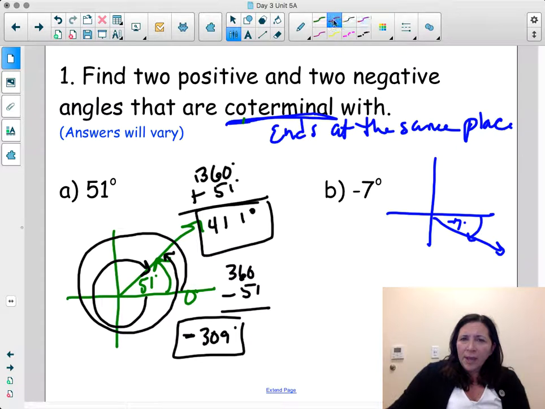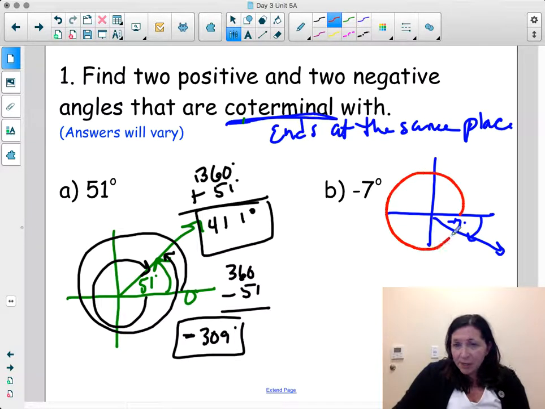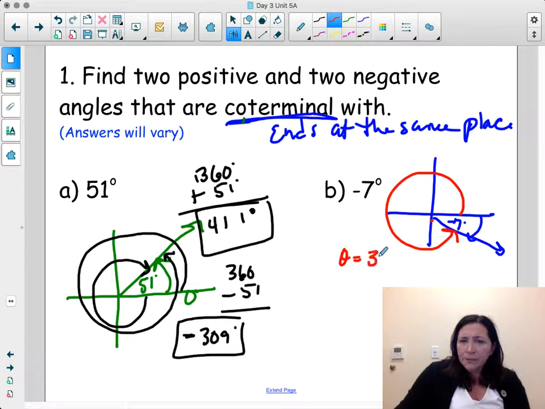So one way I can get there is to go all the way around this way, which is positive. So another way to end in the exact same place is just 360 minus 7 degrees. And so that's a positive angle. So that positive angle would be 353 degrees. A negative angle would go the other way.